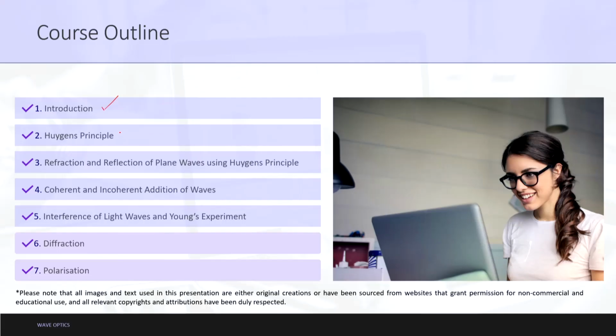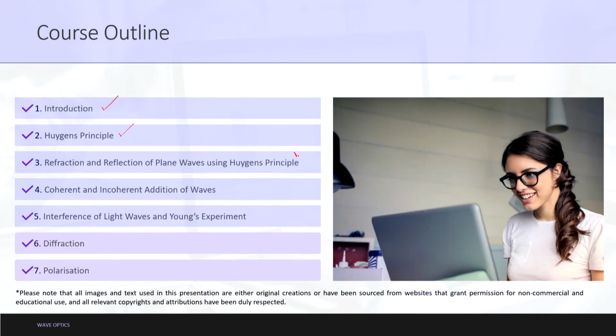Then next we learnt about the Huygens principle. In Huygens principle, first of all we learnt a new concept called wavefront. What is a wavefront? If you have a wavefront at some time t equal to 0, then if you need to find the wavefront at some time t equal to t, you can directly find it using Huygens principle. The third was refraction and reflection of plane waves using Huygens principle.